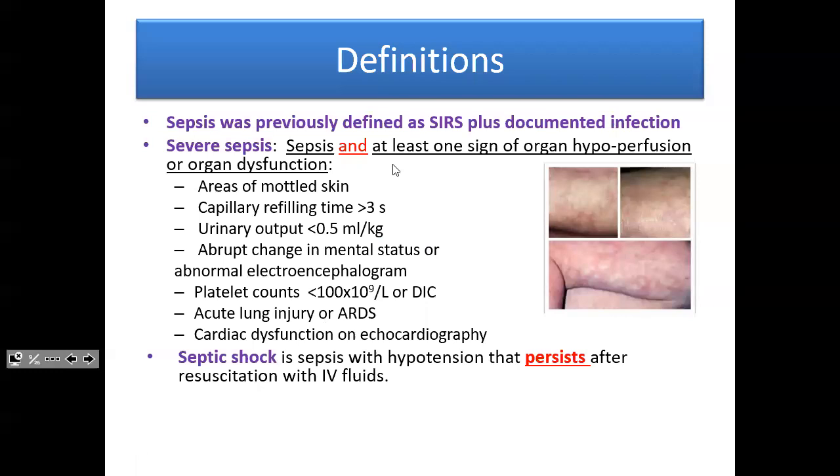Severe sepsis was sepsis and at least one of these signs: reduced urinary output, areas of mottled skin, abrupt changes in mental status, low platelet count, acute lung injury. We will discuss this, acute respiratory distress syndrome. If at least one of these signs was present, then we said that the patient had severe sepsis, followed by septic shock. Septic shock previously was diagnosed with hypotension that persists after resuscitation attempt. So even if you are giving IV fluids, the patient is still having a low blood pressure. So these were the different definitions that we were using previously.